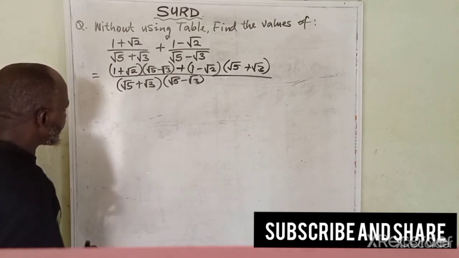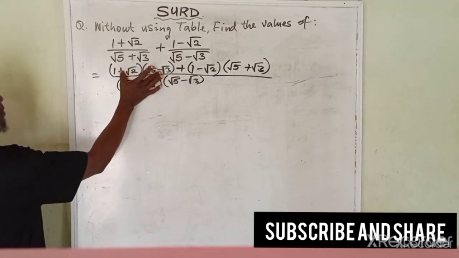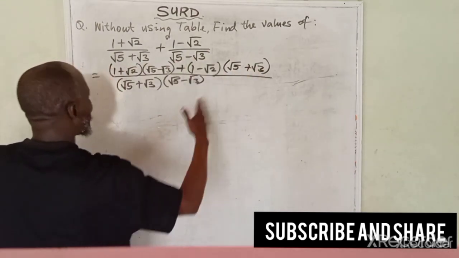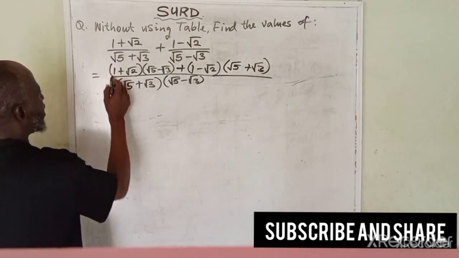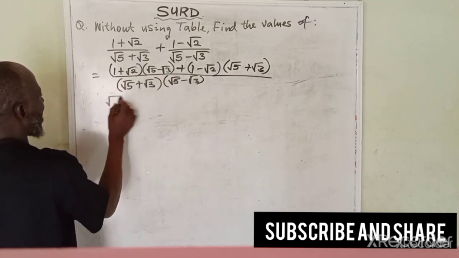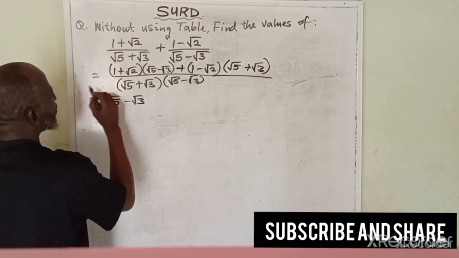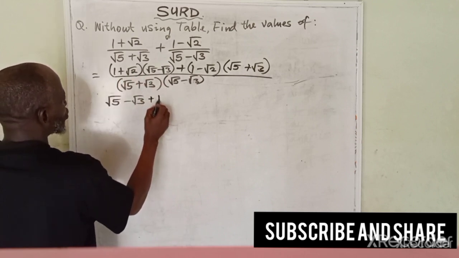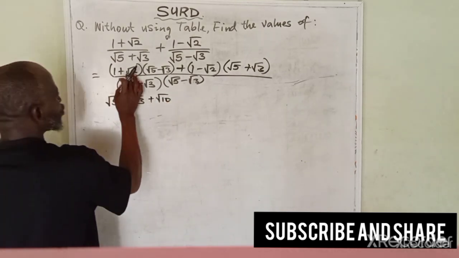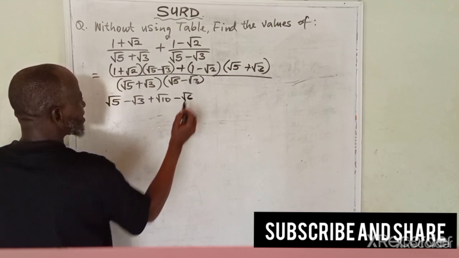Now, how do we continue from there? We try to expand this numerator, or everything here, we expand it. What do you mean by expansion? Use what is in the bracket to multiply the other one. When 1 multiplies this, we have root 5. When 1 multiplies minus root 3, we have minus root 3. When root 2 multiplies root 5, we have plus root 10. When root 2 multiplies minus root 3, we have minus root 6.